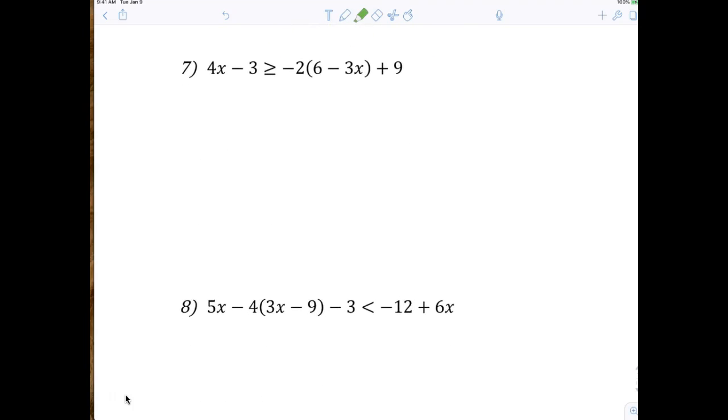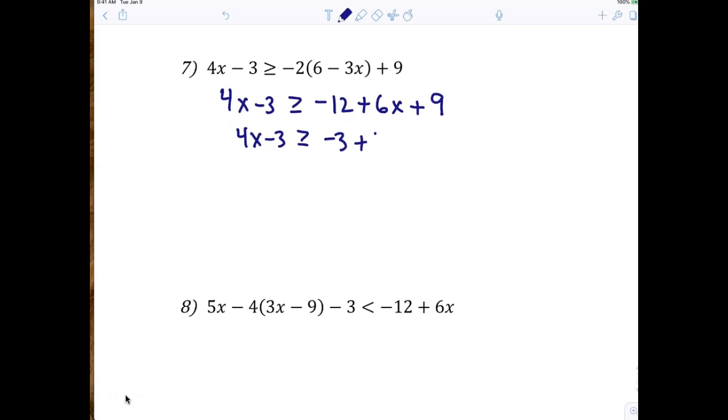Number 7. Here we go. 4x minus 3 greater than or equal to negative 12 plus 6x plus 9. Very good with that. So now 4x minus 3 is greater than or equal to, and then we would say negative 3 plus 6x.